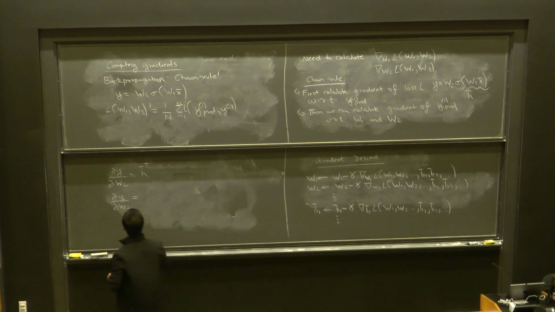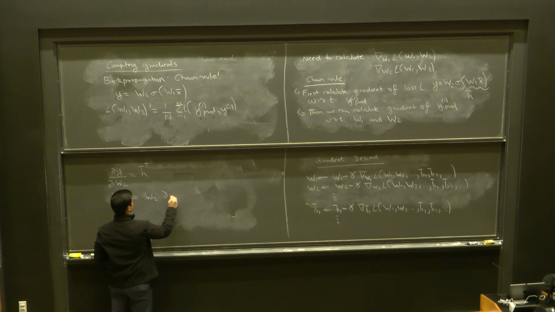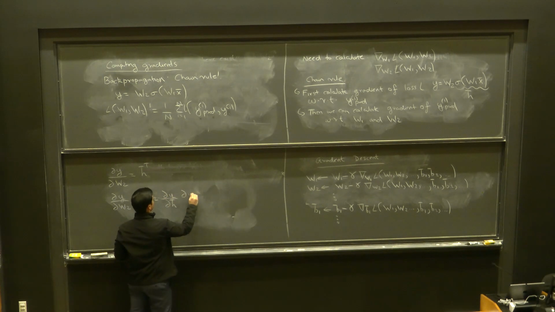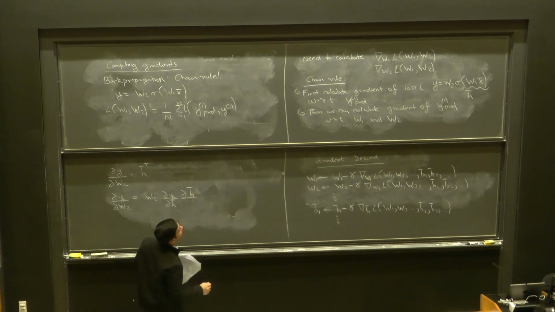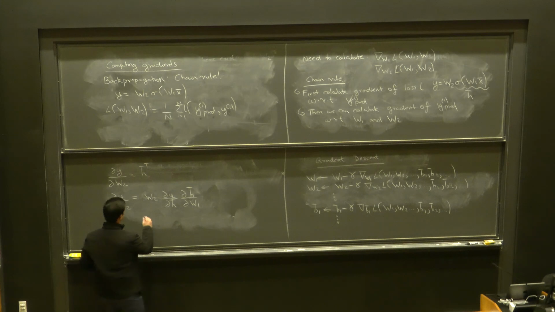So we can look at partial y, actually sorry, I missed W2. So W2 times partial y, partial h, and then partial h, partial W1. So this is the chain rule.